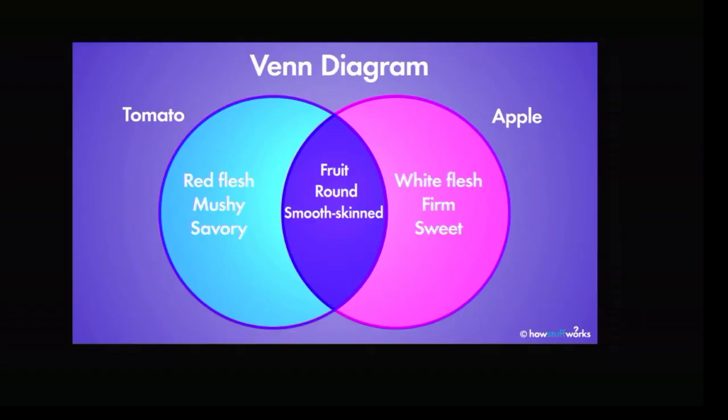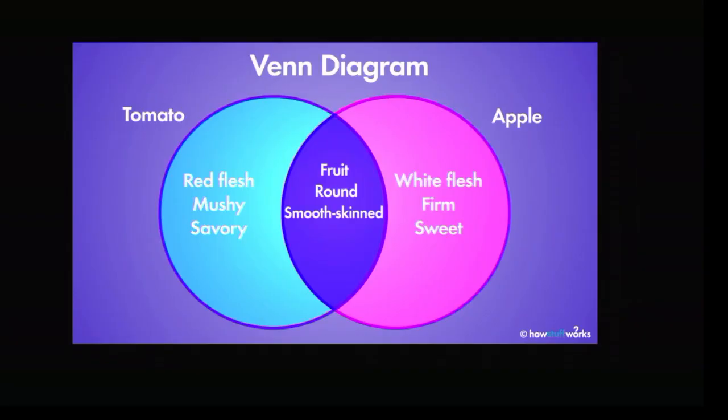So on your screen you have what's called a Venn diagram, and it's comparing apples and tomatoes. In the order on my screen, it's tomatoes and apples. You see, tomatoes have red flesh. They're mushy and they're savory. Flesh is the inside, that's right. So that's why it says red flesh. Apples can be yellow and green, so the color of the apple is different. Tomatoes do have some green tomatoes.